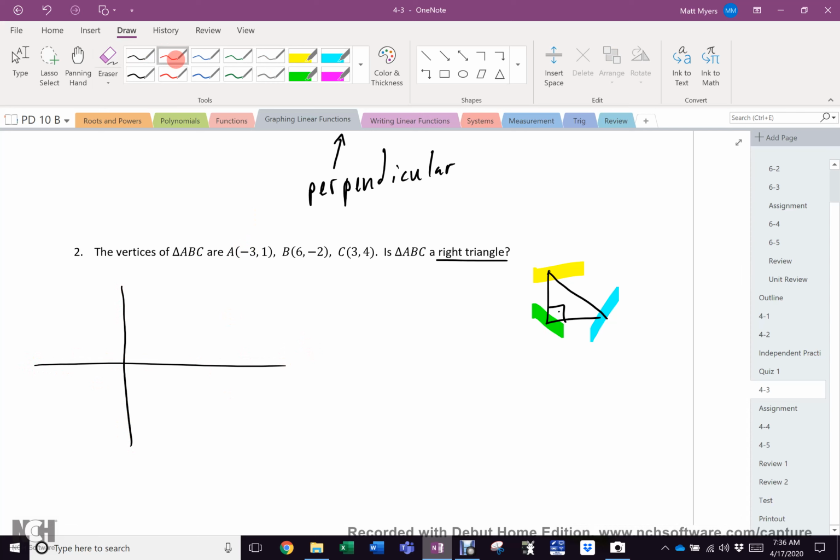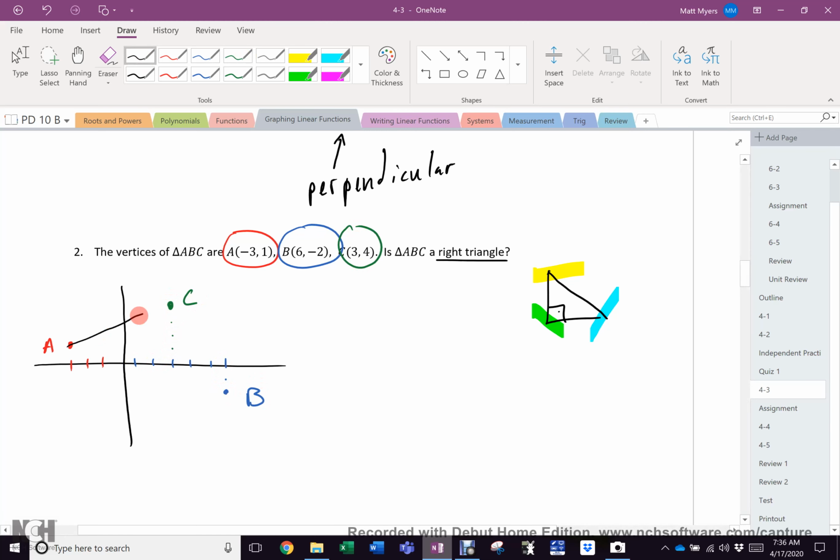A, we'll make A red. It's at -3, 1. 1, 2, 1. There's A. B is at 6. 1, 2, 3, 4, 5, 6. -1, -2. There's B. And C is at 1, 2, 3. 1, 2, 3, 4. There's C.